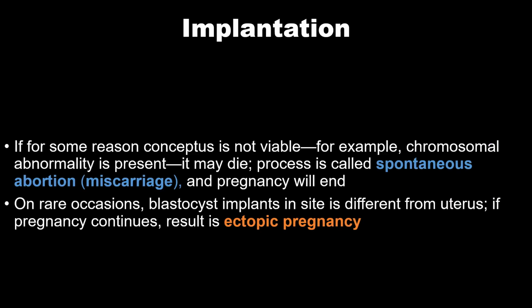Now, if for some reason the conceptus is not viable, if there's a chromosomal abnormality, it may die. And so this is called a spontaneous abortion or a miscarriage. And so if this occurs, the pregnancy will end. There are some rare occasions where the blastocyst implants into a site that is not the uterus, and if the pregnancy continues, the result is an ectopic pregnancy. This simply means a displaced pregnancy, and we'll talk about that here in the clinical A&P section.